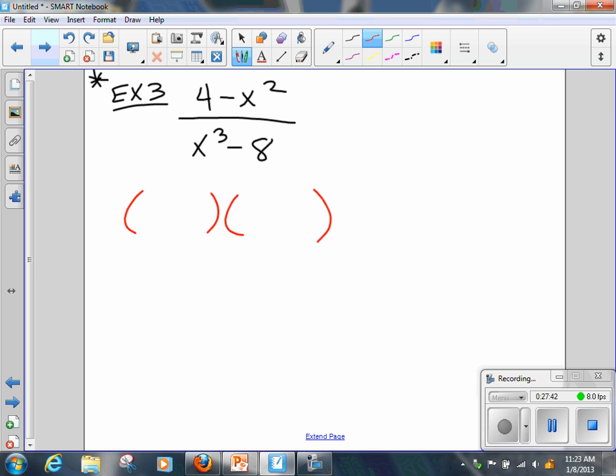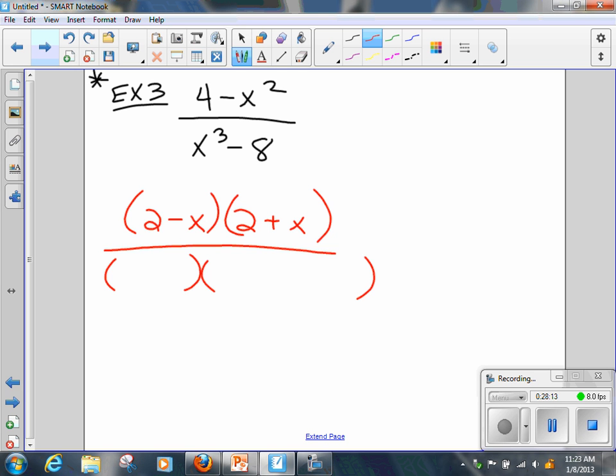What's the square root of 4? 2 and 2. What and what? Minus x, plus x, right? It looks weird. I know it does. But it's all right. Just chill. Now, what's up with that x cubed minus 8? What's that, folks? That's the difference of cubes. So how are we going to break that down? That's a binomial times a trinomial.